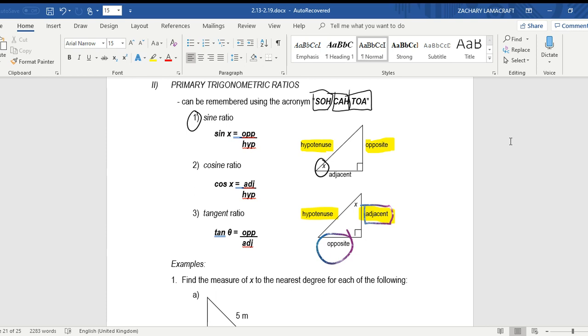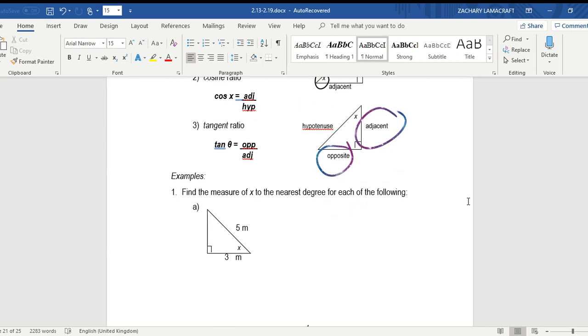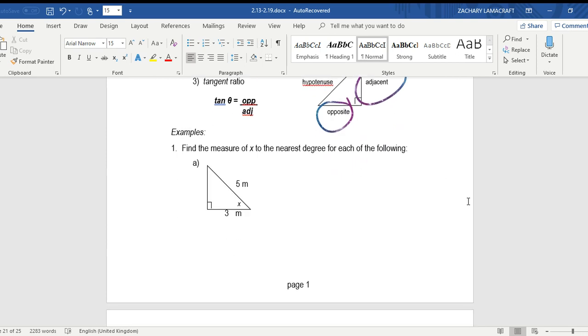So if I just have the hypotenuse and the adjacent, I use cosine. If I just have the opposite and hypotenuse, I use sine. And finally, if I just have the opposite and the adjacent, I use tan. And we're going to be figuring it out based on the following scenarios.